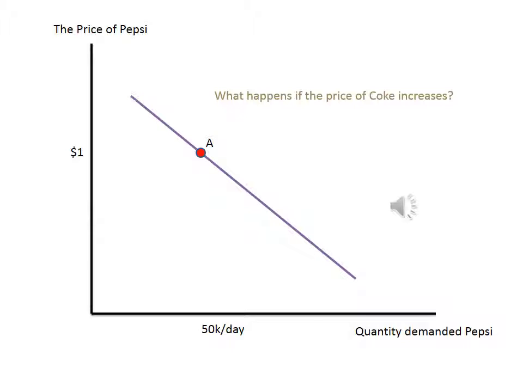Now, the price of Coke is going to affect how much Pepsi people want to buy. You can imagine if we make the price of Coke really, really expensive, people who used to drink Coke are going to switch to Pepsi. So clearly, if we increase the price of Coke, we're not going to stay at A, but we're also not allowed to just move along the demand curve, because when you move along the demand curve, that's just saying what happens when you change the price of Pepsi. We've got to do something else.